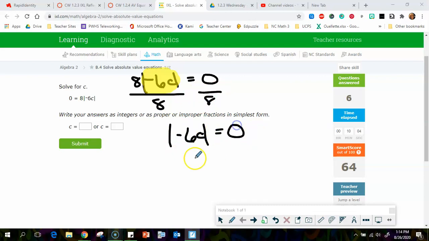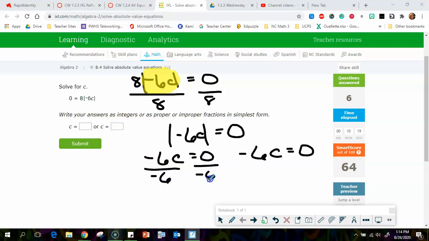Still equals 0. So negative 6c equals 0. There is no opposite of 0, so there's only one solution here. Even though they have a place for two solutions, you only have to put one in. C just equals 0. So you only have to put one in, and it's not going to count it wrong if you only put one number in there.